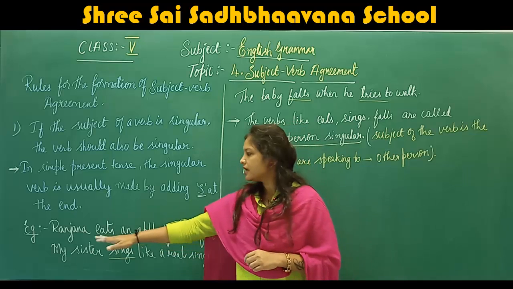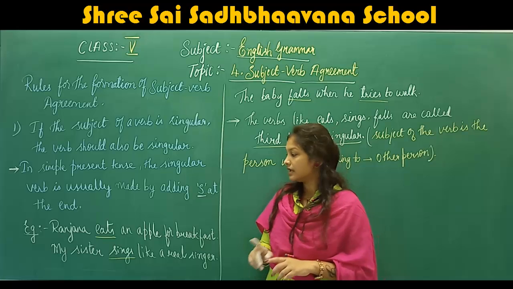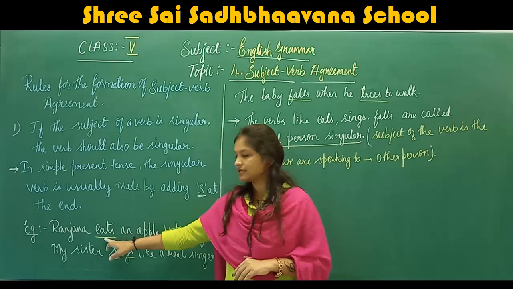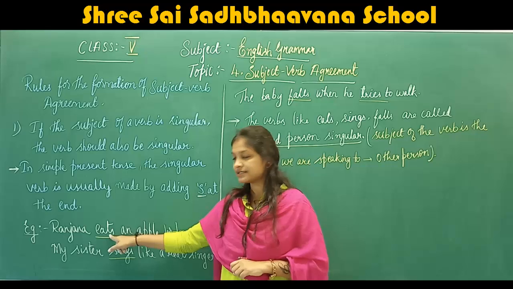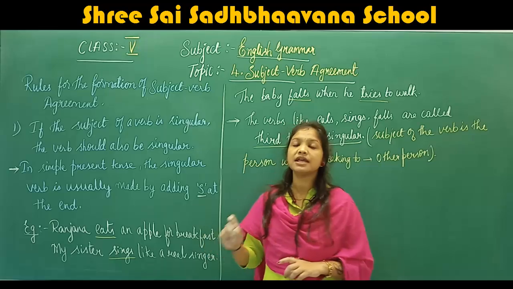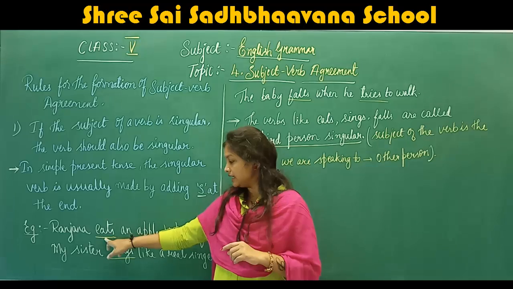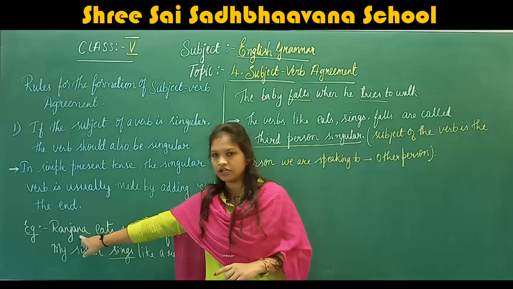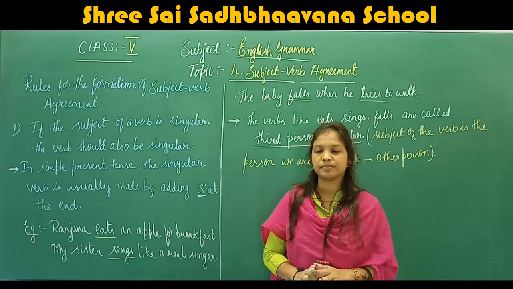See, for example, Ranjana eats an apple for breakfast. Here eats is a verb. We added s at the end of the verb and formed the singular verb. Ranjana is a singular subject and eats is a singular verb. Understood, children? If a subject is singular, then the verb should also be in singular form.